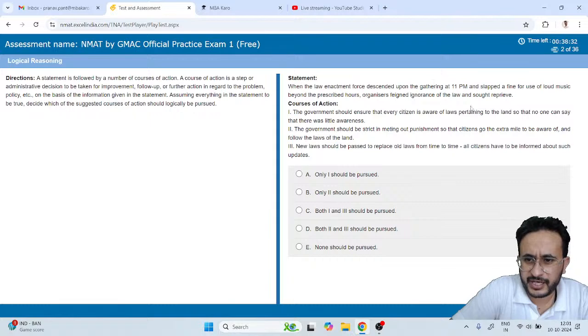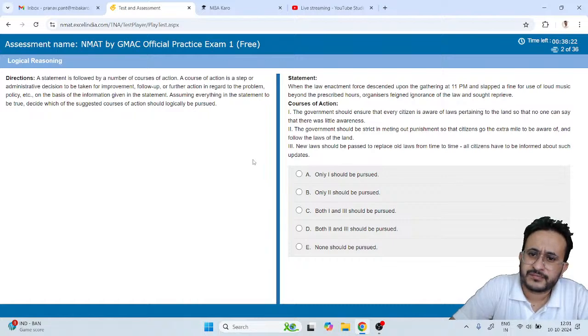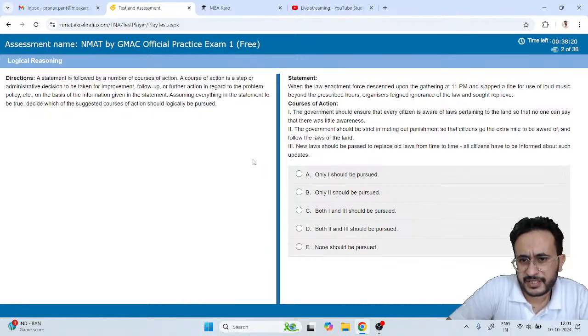Laws pertaining to the land. The government should be strict in meting out punishment so that citizens go the extra mile to be aware of and to follow the laws of the land. Ensure every citizen is aware of the laws, which is extreme. Strict in meting out punishment, fine.